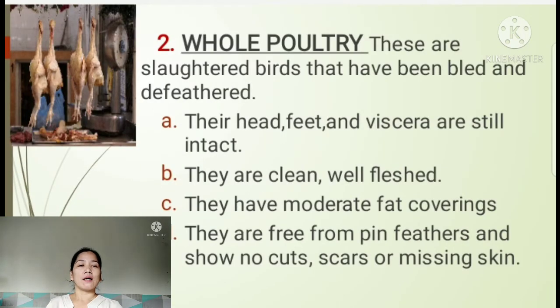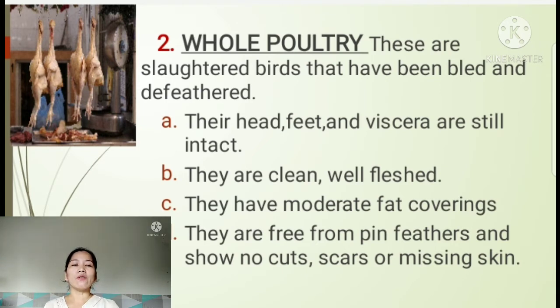Okay, next. Whole poultry. So, these are slaughtered birds that have been bled and defeathered. Pag sinabi natin whole poultry, sila yung mga kinatay na manok, tinanggalan ng dugo, at saka tinanggalan ng balahibo. Kagaya ng nakikita ninyo dun sa picture. So, letter A, ang characteristics, their head, feet and viscera are still intact. So, ibig sabihin, ang tinanggal pa lang ay dugo at saka balahibo. Yung ulo, yung paa at yung lamang loob ay nandun pa rin.